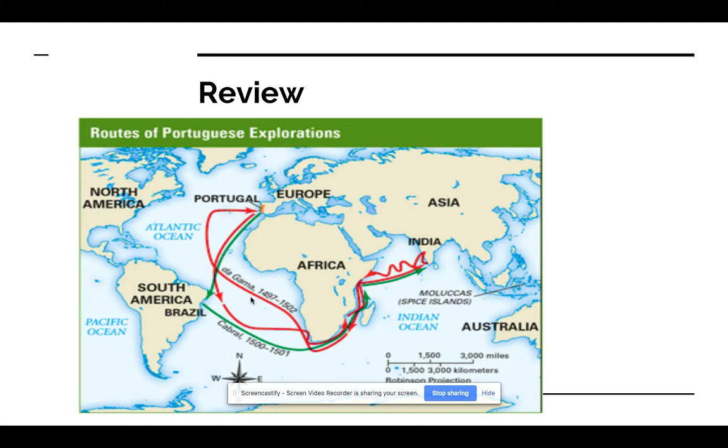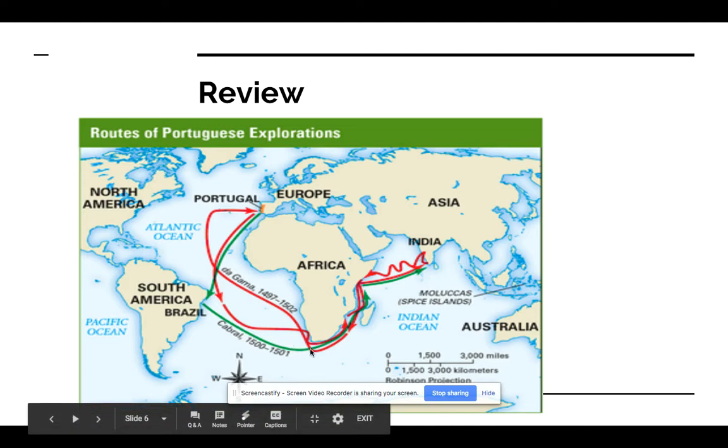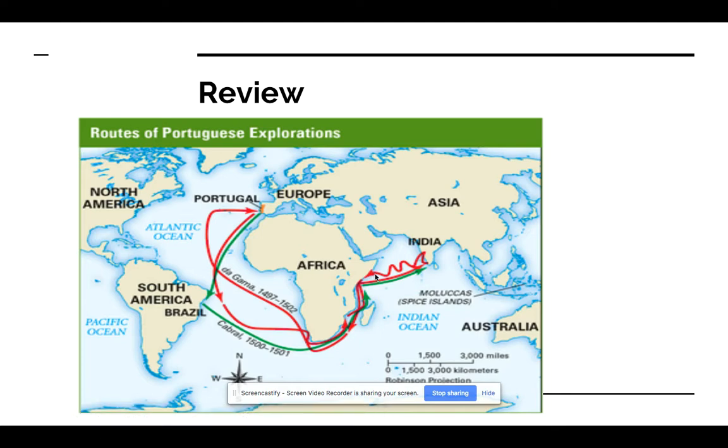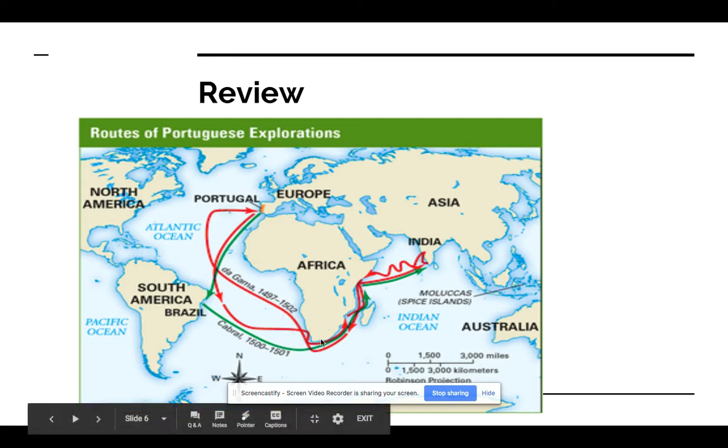Vasco da Gama was the first one able to sail to India, sailing across the tip of Africa into the Indian Ocean. Bartholomew Diaz came before, and he was the first one able to sail across the Cape of Good Hope around the bottom point of Africa.